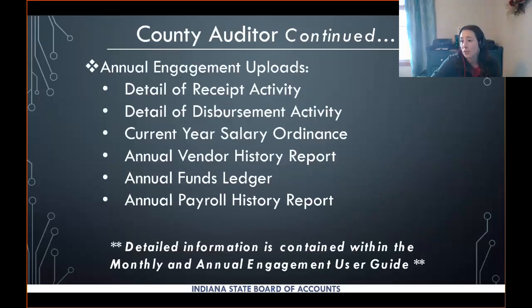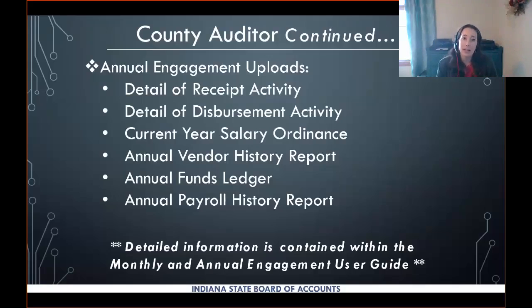Okay, so while you have to do annually the AFR and the 100R, you also have to upload these things. You've got a detail of receipt activity. This is a transaction level listing of receipts. It will include your receipt numbers, your date received, the amount of the receipt, the fund it was posted to, and who it was received from. A lot of times people do it when they do their AFR, just uploading these at the same time. You also want a detail of disbursement activity.